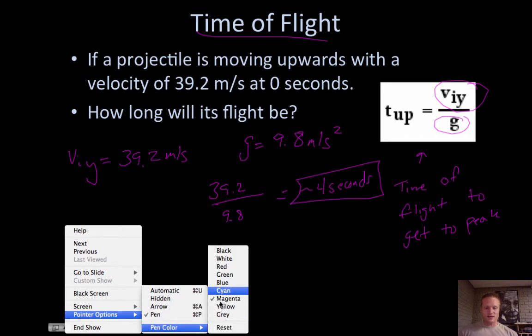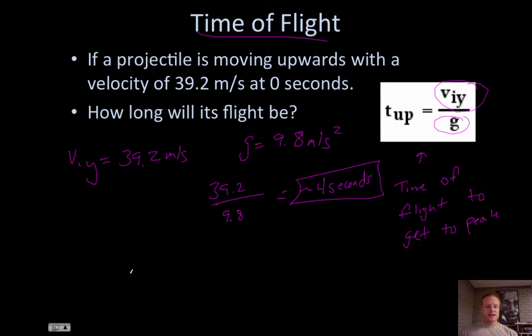Let's do a different pen color too. Let's do yellow. So let's say you're here and you throw a ball, and the ball's path looks something like that. And this should be about as parabolic and even as possible. I just am not a good artist.